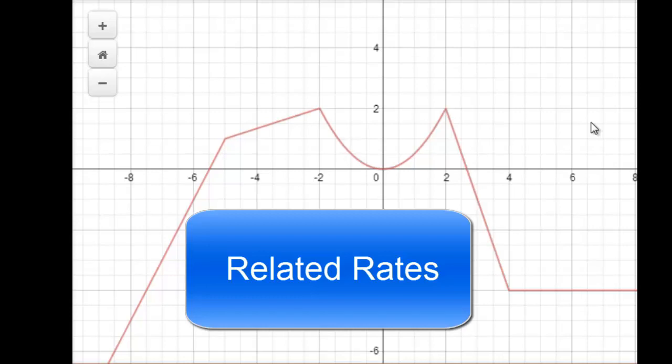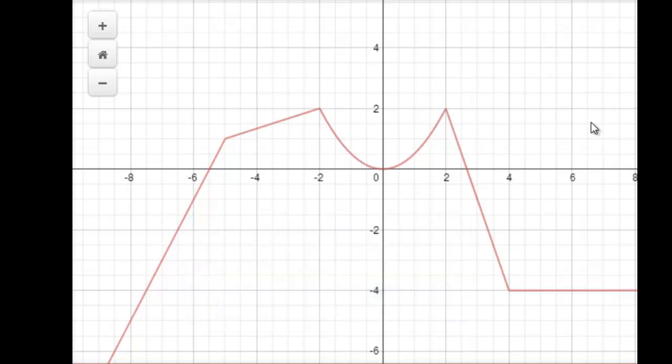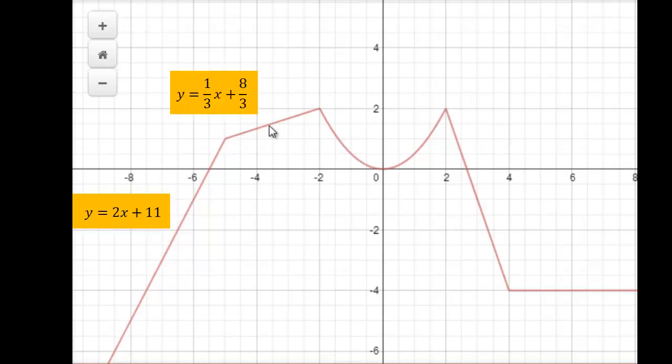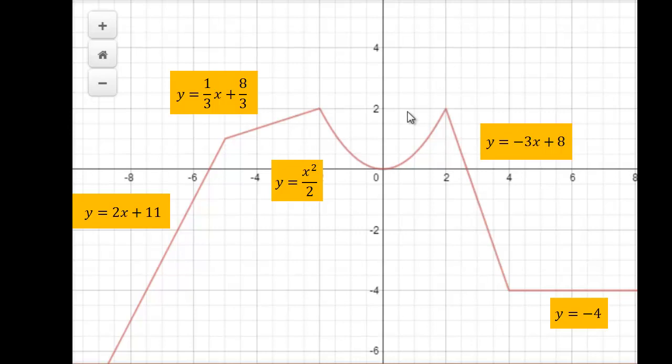So today we're going to talk about two of your favorite things, related rates and analyzing graphs. So here we have this graph of a function. It's a piecewise function, as you can see, with a line here, a different line segment, parabola, another line segment, and another. So when we're talking about related rates, we're really talking about what happens to one variable as another variable is changing at a given rate.